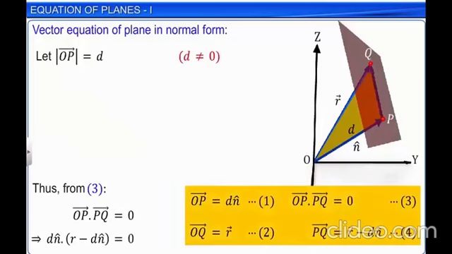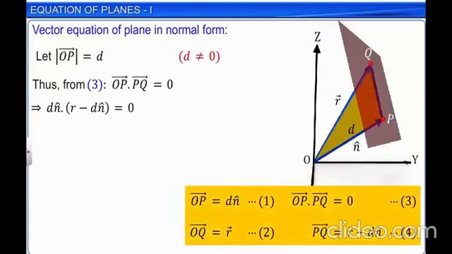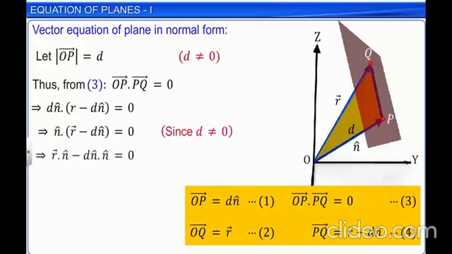We already know that the value of d is not 0. Thus the expression reduces to the dot product as shown. Simplifying the dot product, we get that the dot product of vector r and unit vector n is equal to distance d of the plane from the origin. This equation represents the normal form of the vector equation of the plane.